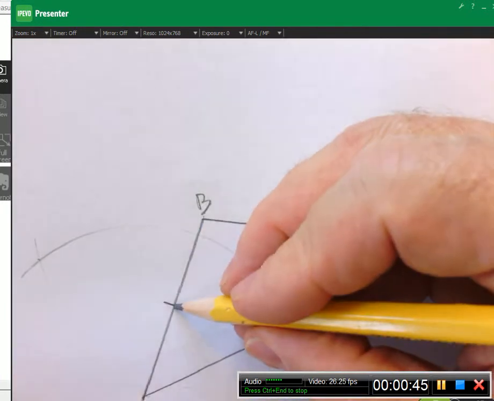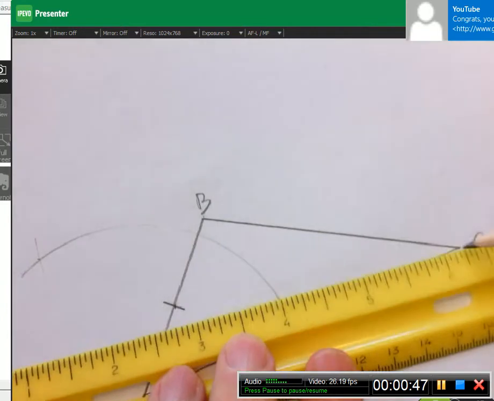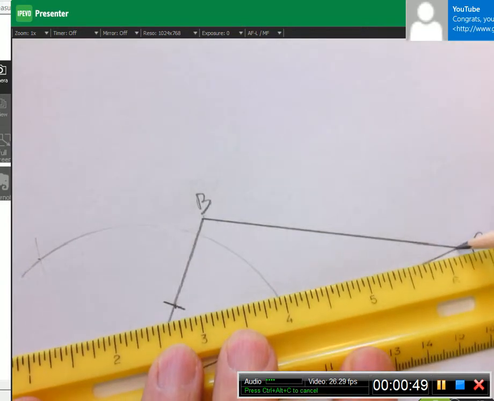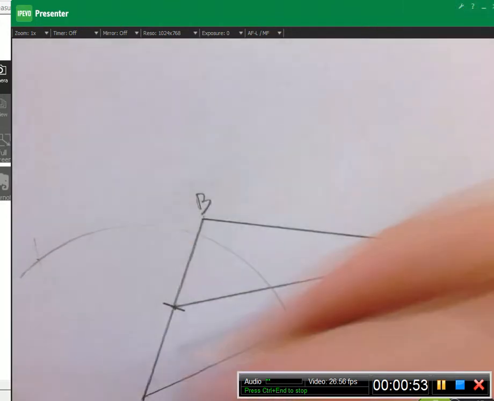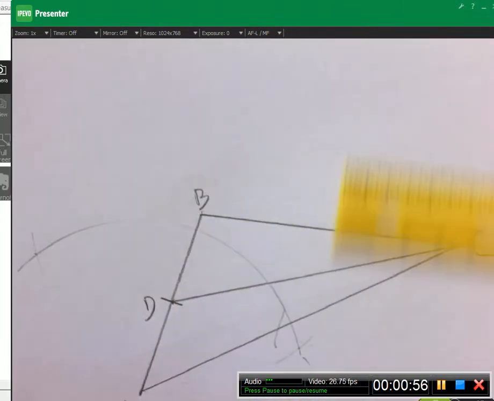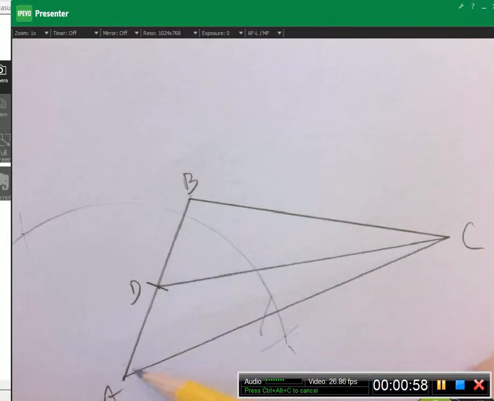I'm going to connect that midpoint with the opposite vertex, C. That gives me a median. Okay, so I'll call this D. So DC is a median of the triangle, so D is the midpoint of AB also.